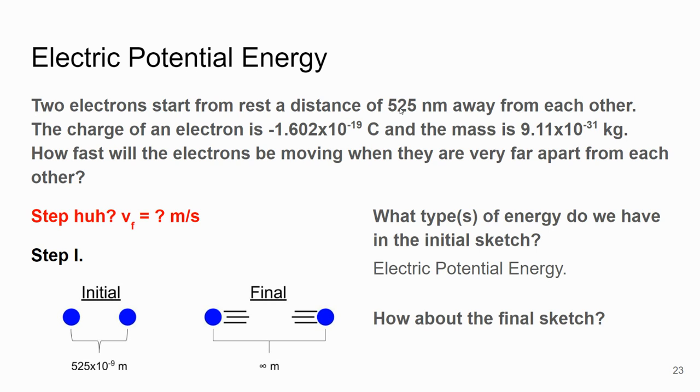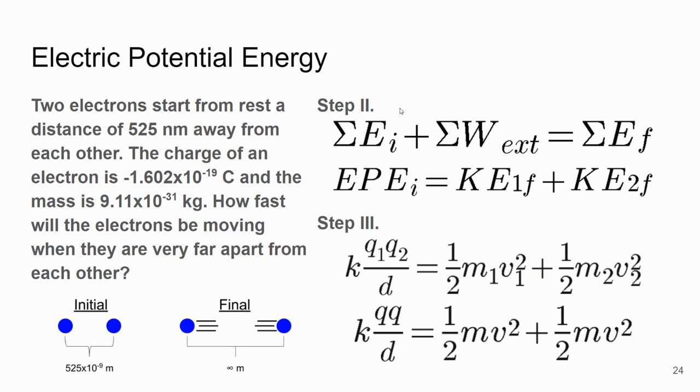How about in the final sketch? Well, look, there are speed lines, so we've got masses that are moving, so we definitely have kinetic energy. And how far apart are these charges? Well, they're infinitely far apart. They are infinity meters away from each other. So we don't have to worry about EPE. So we only have KE in the final sketch.